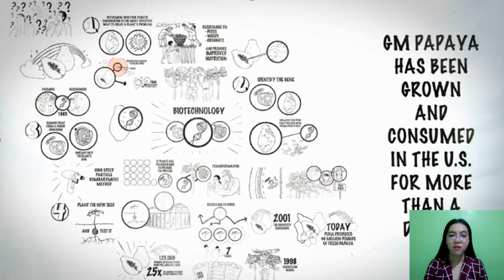So, what was the video all about? The video showed how biotechnology is applied in curing the papaya ring spot virus or the PRSV. Through genetic engineering, they were able to produce PRSV-resistant papayas.